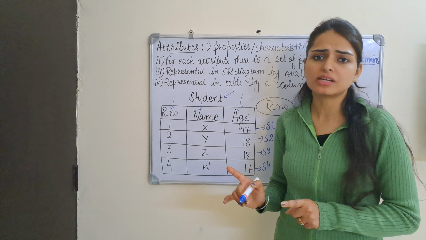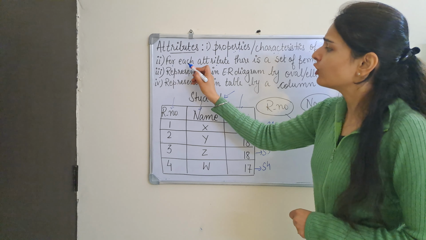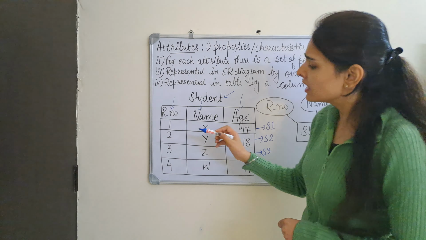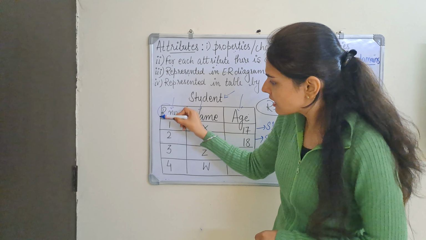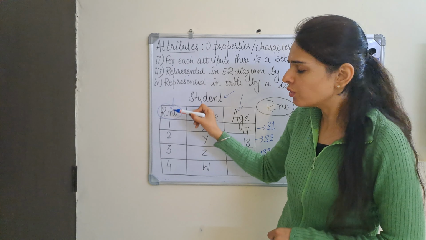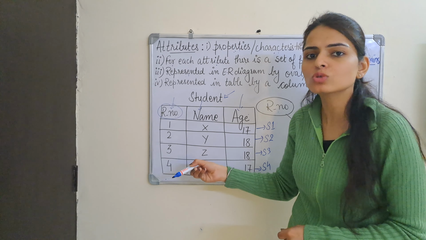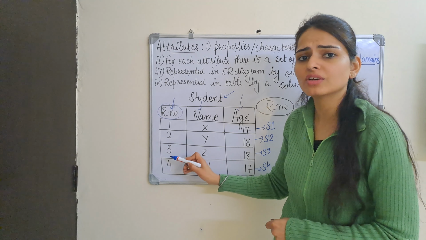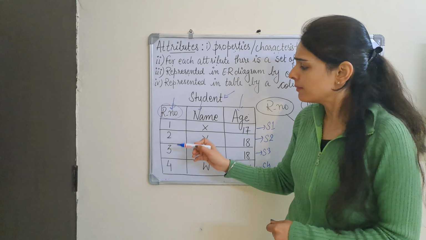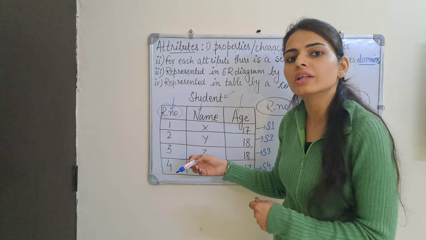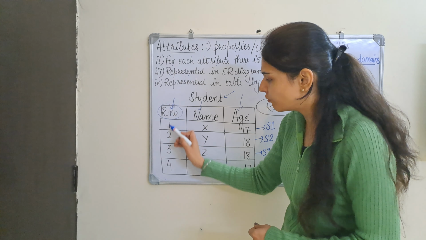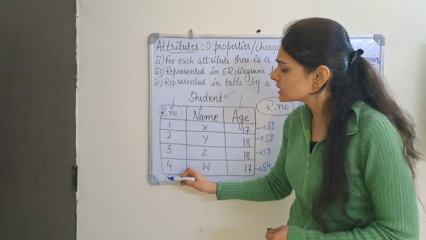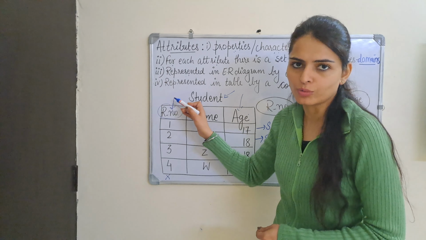There is one more important thing that we have to understand: for each attribute there is a set of permitted values. So for this attribute, the roll number, we can only have values of type number, right? When we are storing the roll number, it can only be of number type. If I try to store X within this column, I cannot do that because it is not permitted in this attribute.